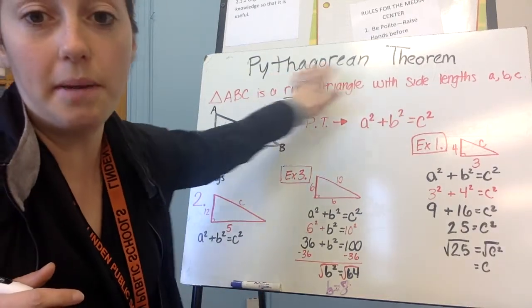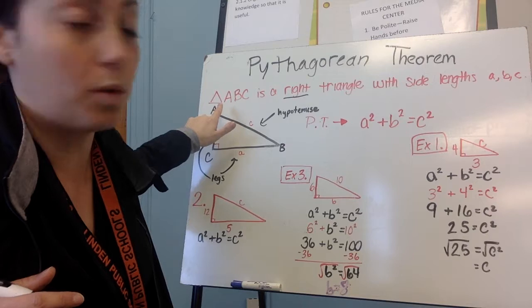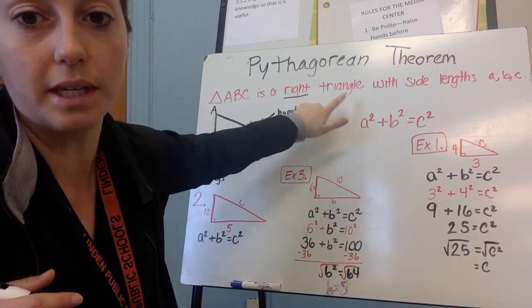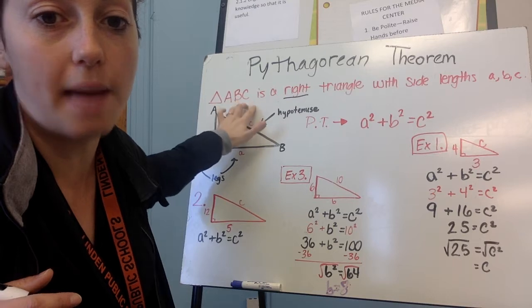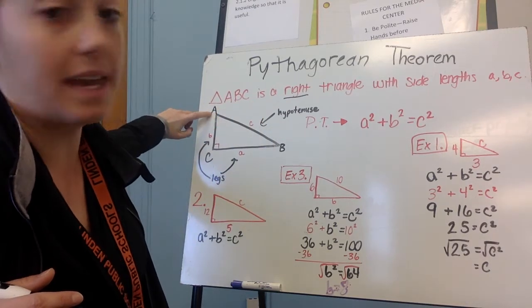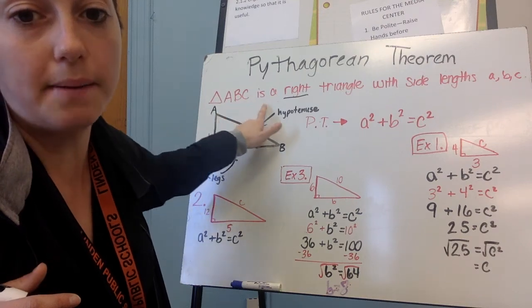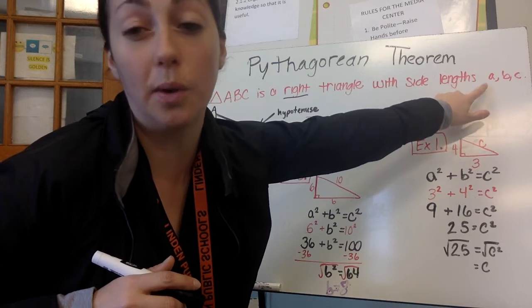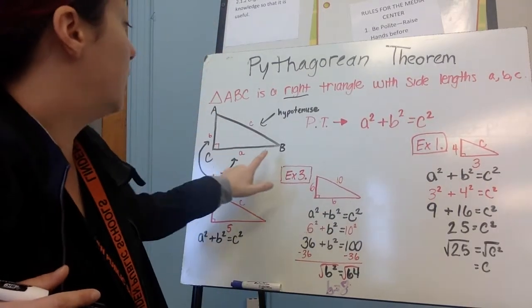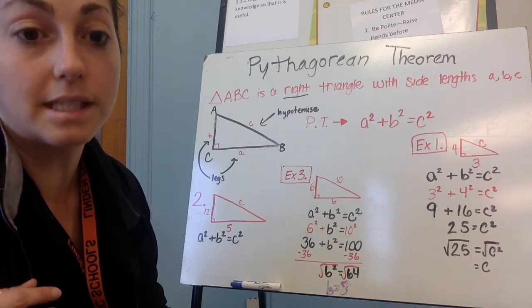Hey guys, today we're talking about the Pythagorean theorem, and you're going to find that the Pythagorean theorem works with right triangles only. So get this information down. We have triangle ABC. The capital letters represent the angles of the triangle. And triangle ABC is a right triangle with side lengths, and you notice they're in lowercase abc. So the lowercase a, b, and c all represent the side lengths.